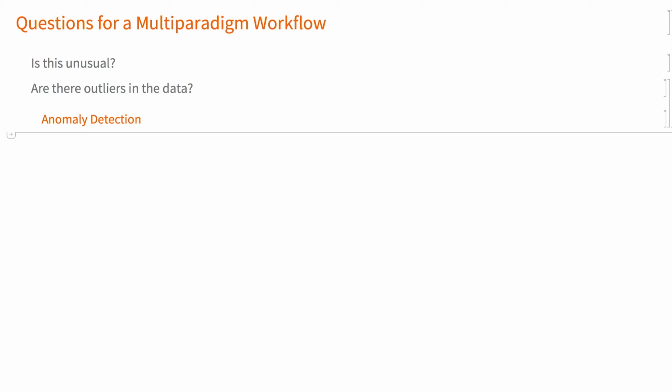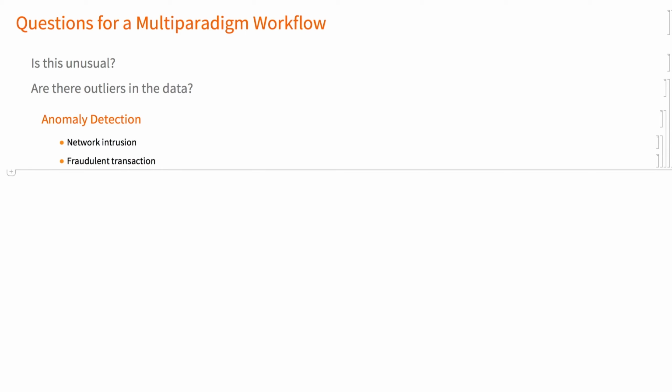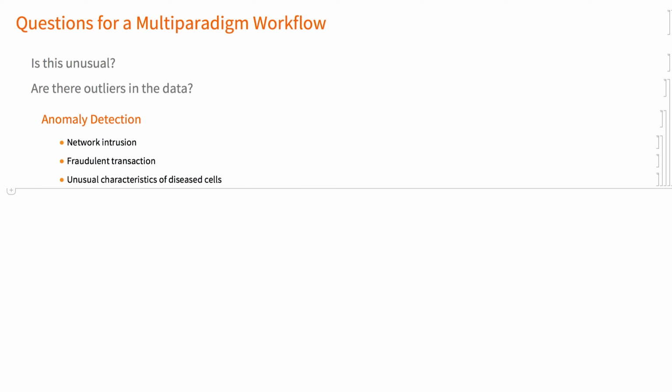So anomaly detection would be the tool to use if we were attempting to spot an attack amidst regular network traffic, or identify a fraudulent transaction on a stolen credit card amidst the usual transactions of a regular customer, or spot the unusual characteristics of a diseased cell amidst healthy tissue samples.